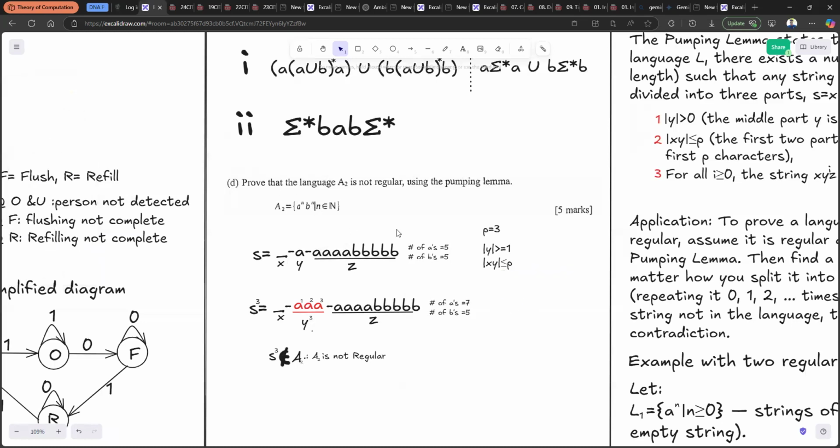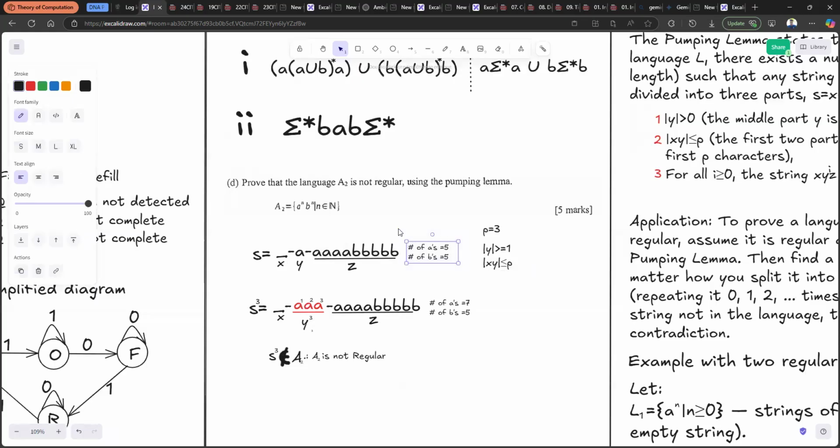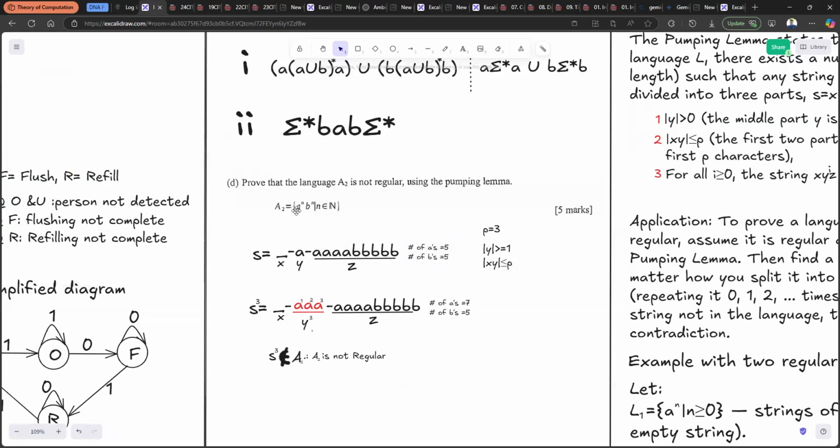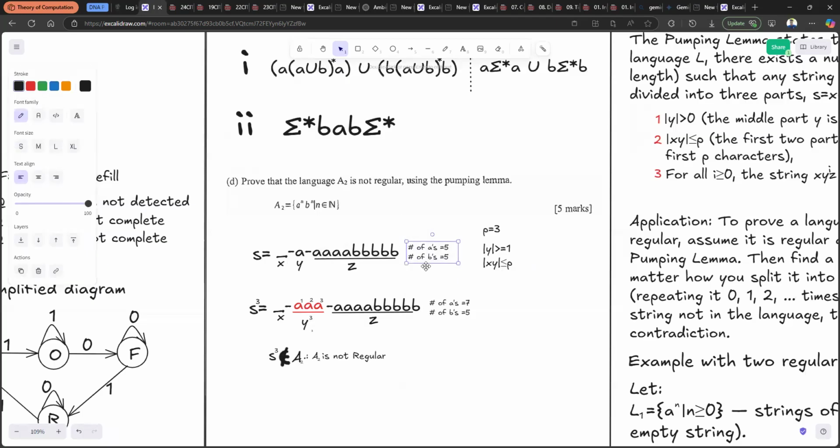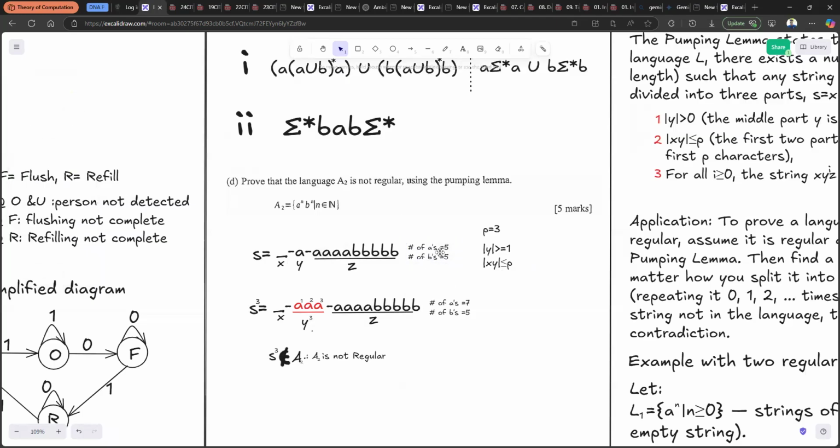But the rule of the language that we're using says that the number of A's and the number of B's must be the same, as depicted by this A2 right here. So A to the N, B to the N. That means the number of them must be the same. So we start off with a string where they are the same, a valid string. So the number of them is 5. Then after we pump Y by 3, we see that we end up with 7 A's and 5 B's, which violates the language. Therefore, we have proven that it is not regular.